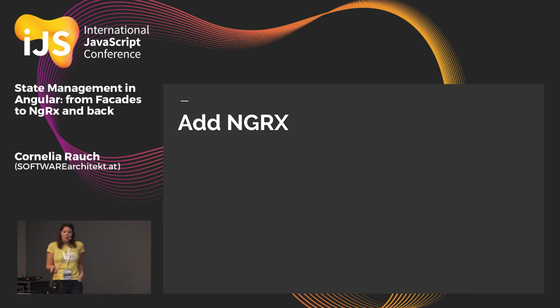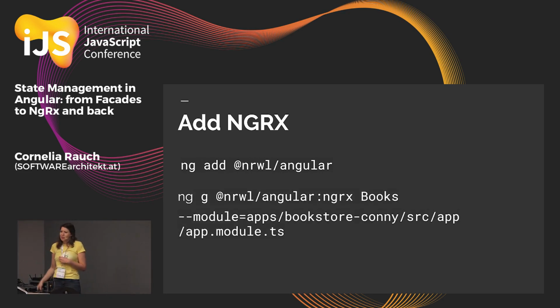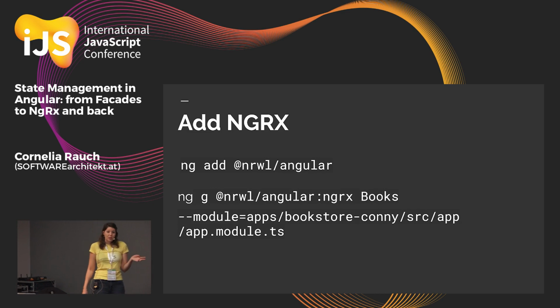So how do you add NgRx with the Nrwl extension Nx to your application? You can do that simply with the Angular CLI, and you just say ng add the Nrwl extension from Angular, and then you can do something like add a feature state. So you use ng generate @nrwl/angular:ngrx, then it's the name of your feature state, which is going to be, in my case, book or books.